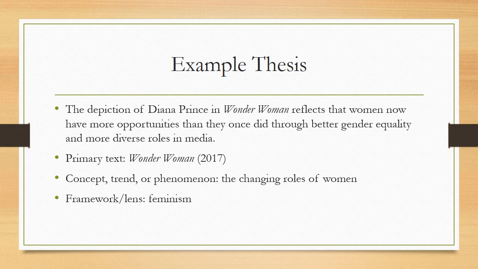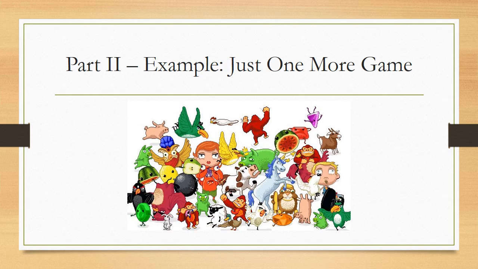You could also write on an entirely different subject. All I'm trying to do here is show you the relationship between a primary text, a trend or phenomenon, and the lens used to analyze the text to help you figure out what you want to write about. And we're going to look at two more robust examples that have actually been published here. The first of those is just one more game.